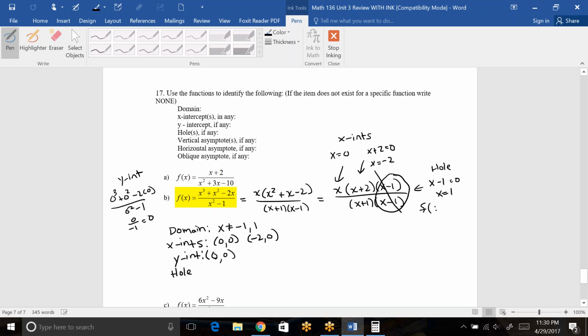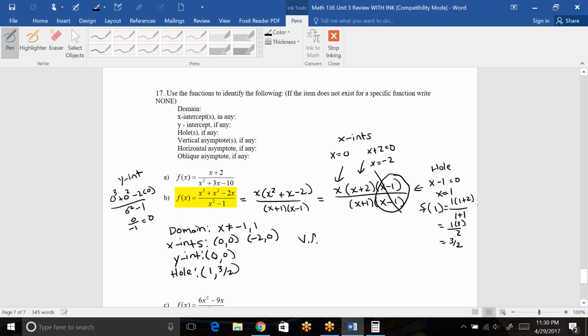So you plug 1 into the remaining three pieces right here. So 1 times 1 plus 2 over 1 plus 1. That would be 1 times 3 over 2. That is 3/2. So this is the ordered pair (1, 3/2). I'm just going down my list. I know it's in a different order, but we're just going down the list.